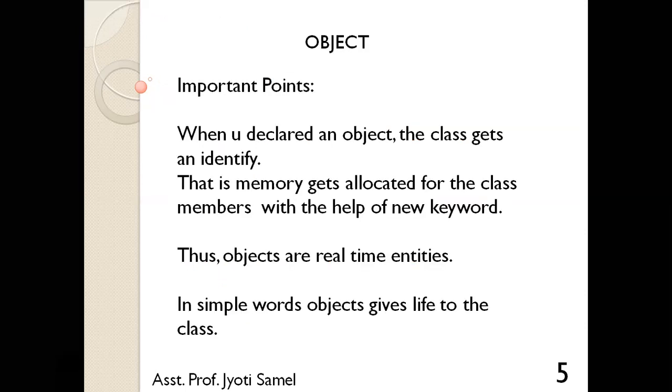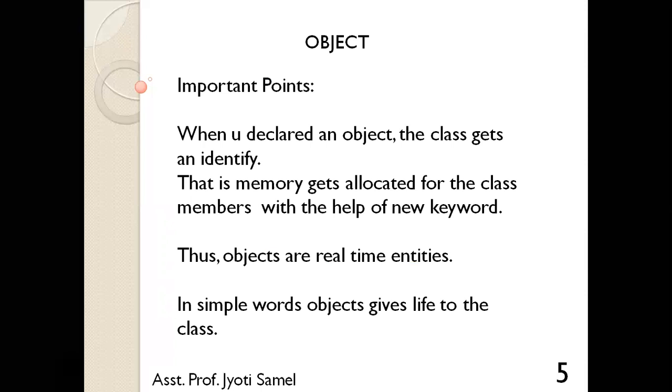Here are a few important points of an object. An object can pass information to another object and receive information as well. That is, via the object, we can communicate from one entity to another entity.